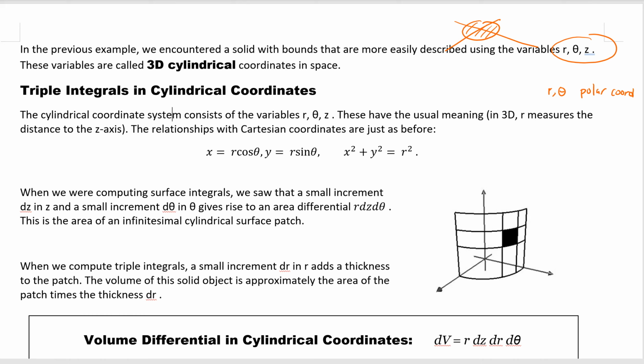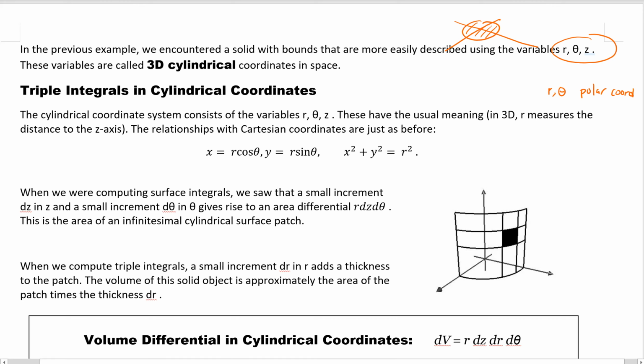The cylindrical coordinate system consists of the variables r, theta, and z. These have the usual meaning. So in the three-dimensional space, r measures the distance to the z-axis. So it's not distance to the origin. It's only to the z-axis. The relationship between the Cartesian coordinates are just as before.